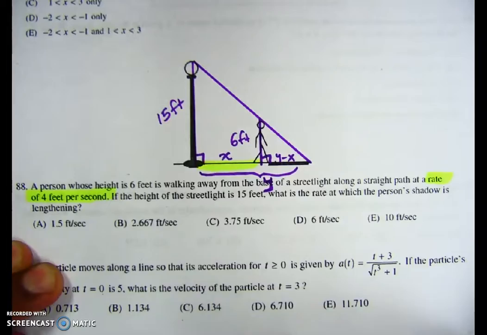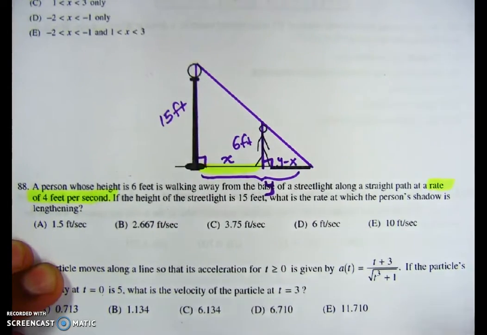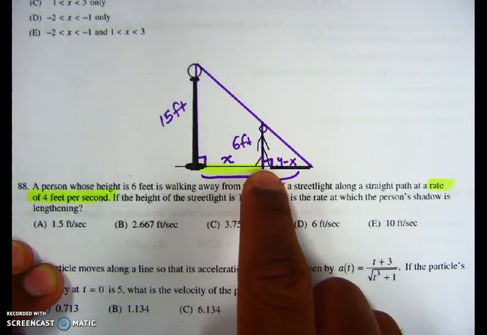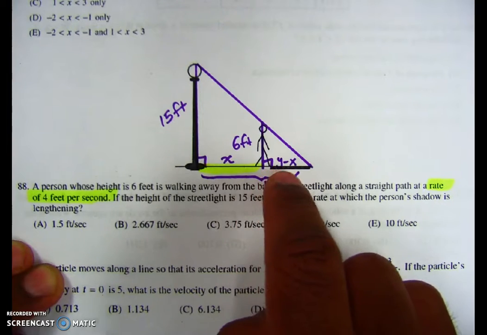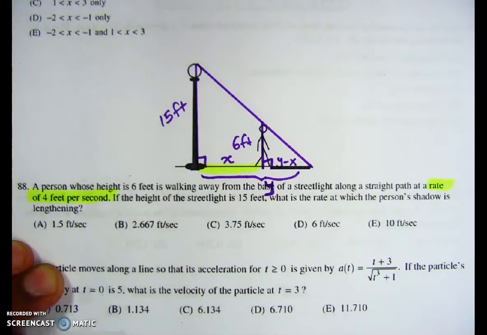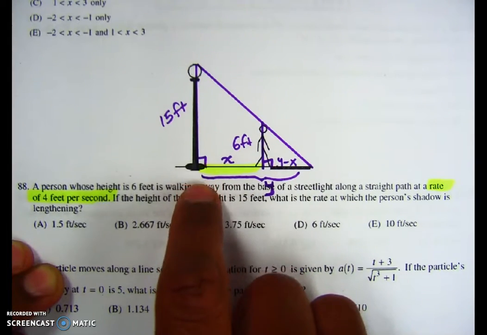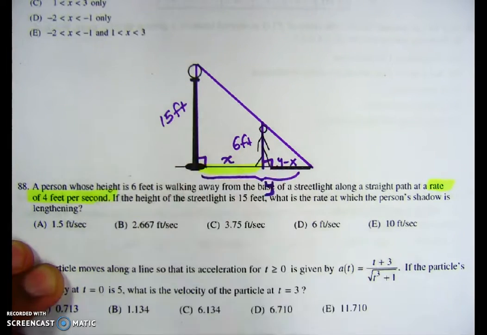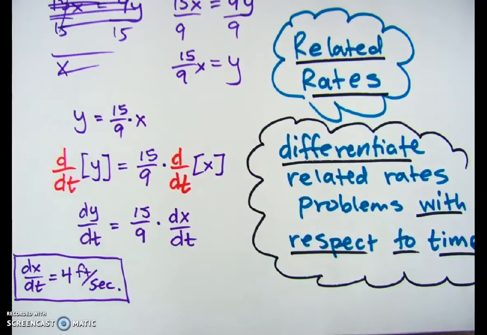That is our derivative of x with respect to time. And it makes sense that we're differentiating with respect to time, because if we think about it, this is a person that's walking away, and as he's walking away, his shadow is changing with respect to time, and his distance from the street light is changing with respect to time. Okay, so dx over dt is equal to 4, in feet per second.